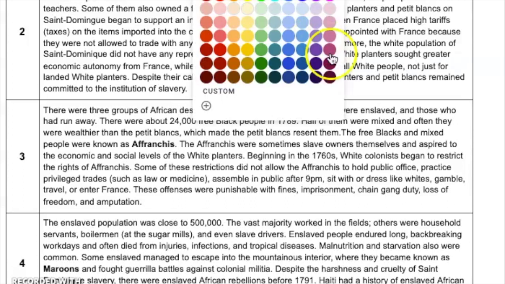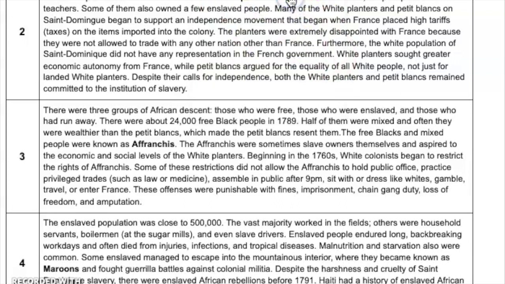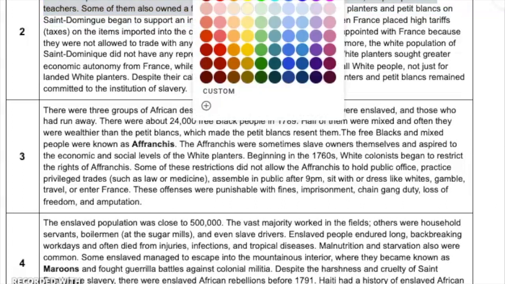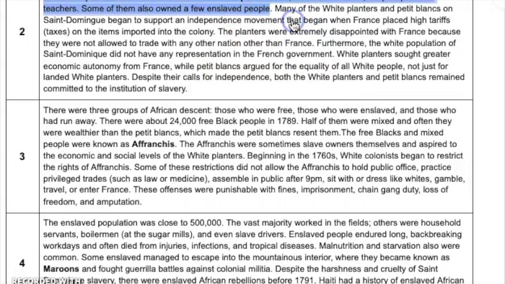I'm going to pause there because I see a social cause here. This is telling us that the people in power were white planters and Petit Blancs. That is a social cause that shows who had power and why that might create dissent or disagreement with people who are not in these two categories, white planters or Petit Blancs.